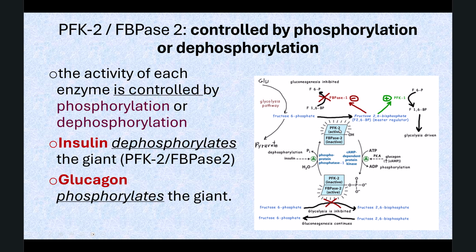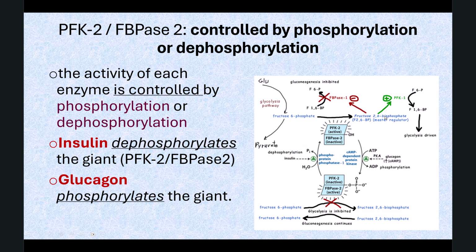If PFK2 is active and FBPase2 is inactive, this one rules. What does PFK2 do? That's going to grab some of the fructose 6-phosphate and morph it into the super important regulatory molecule, fructose 2,6-bisphosphate, or F26BP, the master regulator. Who makes that? You should know that. PFK2 does. How does PFK2 do it? What turns on PFK2 to make F26BP? Well, it has to have a phosphate ripped off. Who rips off the phosphate? Insulin or glucagon? Insulin rips off the phosphate off this molecule, slaps a hydroxyl group on, right?